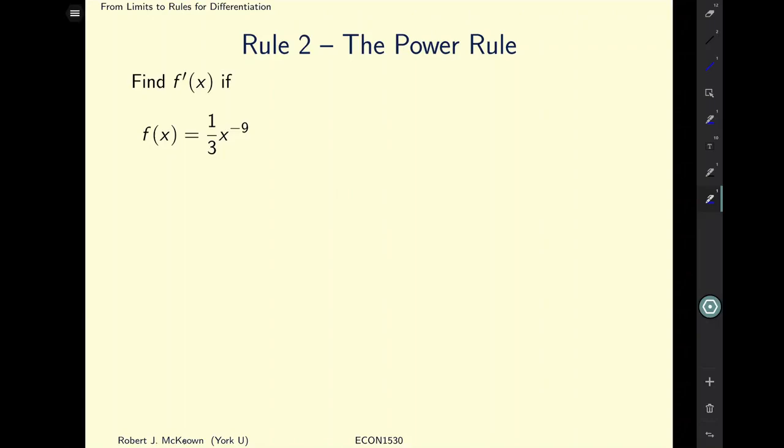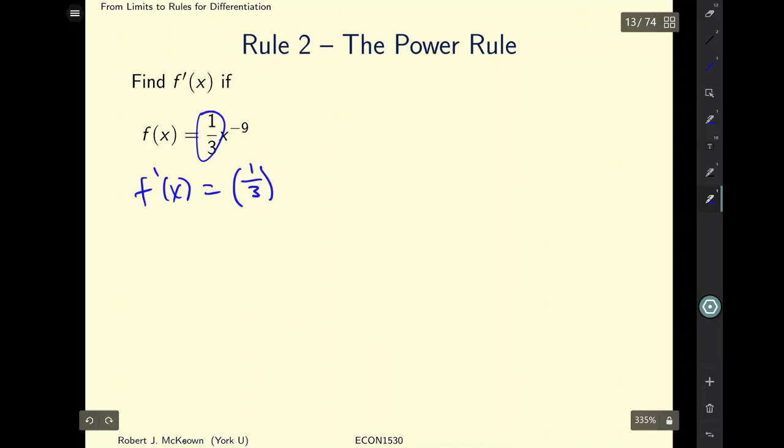Okay, let's apply the rule. So we want to find f prime of x. I rewrite the 1 over 3. It doesn't change, it just stays there. I'll talk a little bit about that on the next slide. We bring down the exponent, the entirety of it, so it's -9, so we bring down the -9. And then we have x to the power of -9 minus 1.